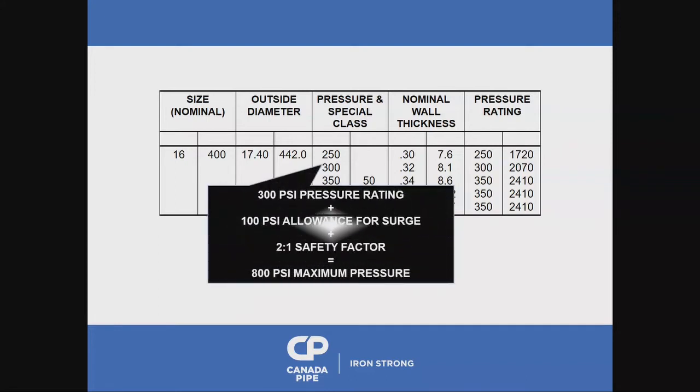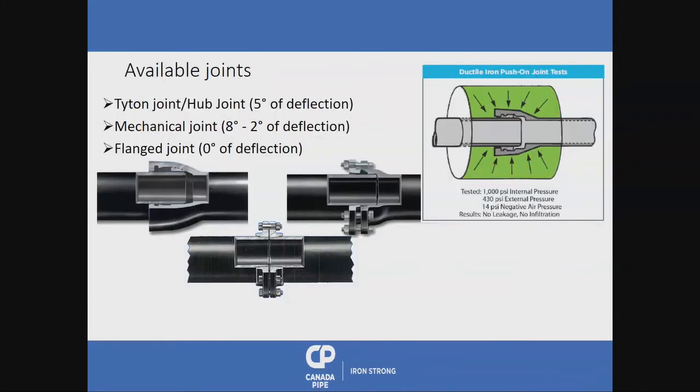So let's take, for example, the 300 PSI pressure class. We'll add 100 PSI allowance for surge, 2-to-1 safety factors, which means that pipe can actually handle about 800 PSI, which is pretty substantial. These are the available joints that we talk about when we're talking about ductile iron. We can do mechanical joints, flanged, push-on, and they all have their purposes.